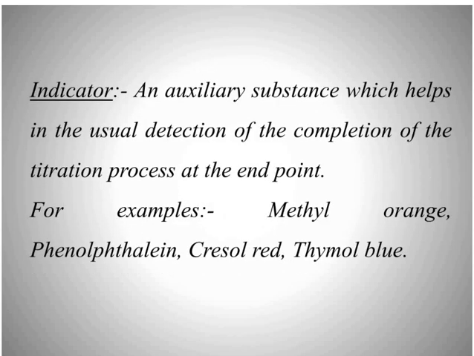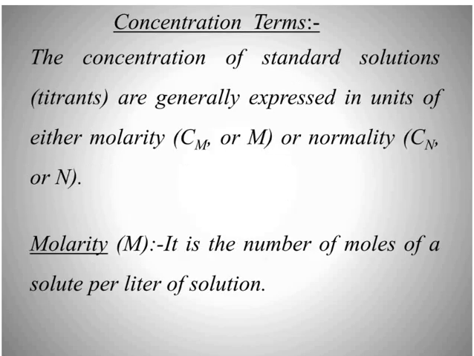So indicator we have to define. What is an indicator? An auxiliary substance which helps in the visual detection of the completion of the titration process at the end point. For example, methyl orange, phenolphthalein, cresol red, and thymol blue.